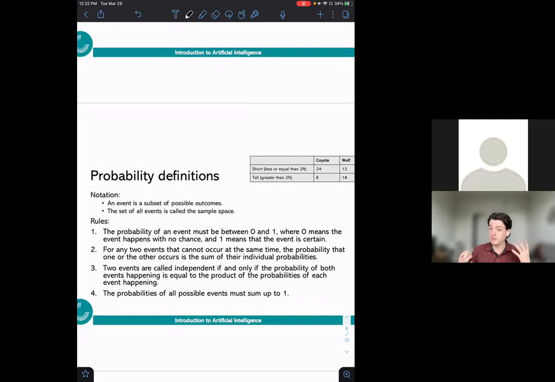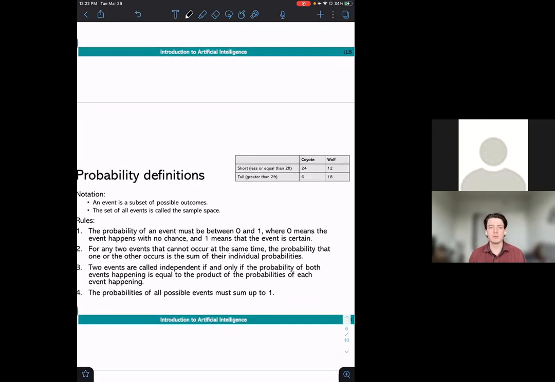an event, this is a vocab word. An event is a set of possible outcomes. And by possible outcomes, we mean what are the possible observations. And so with this data set, we can tell that the possible observations are that we have a short coyote, a tall coyote, or we have a short wolf or a tall wolf. So there's 4 possible total outcomes.